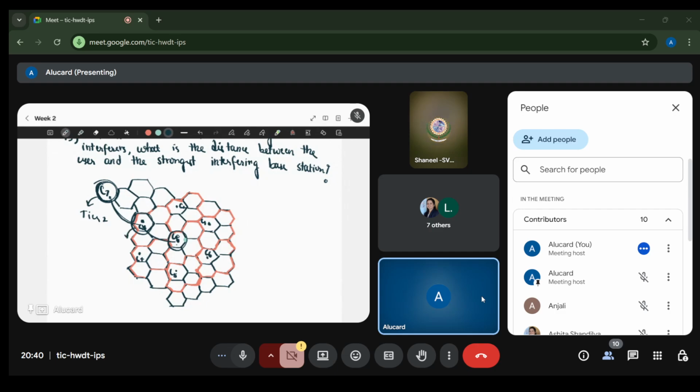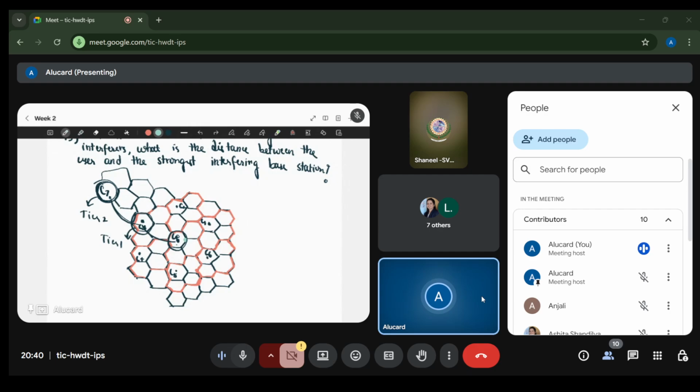The set of closest co-channels are tier 1 interferers. Here we are considering only the six clusters surrounding, adjacent to it. There might be other clusters which are not adjacent to it. So whatever cluster will be here for a cluster of 4, that is not adjacent to the cluster that we are considering now.